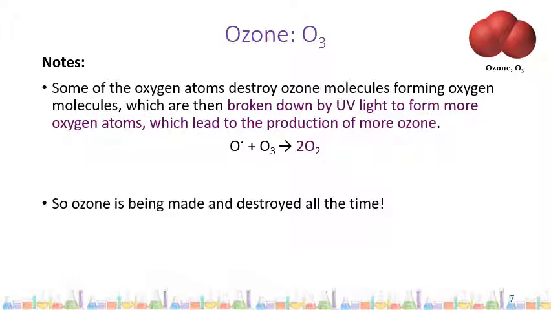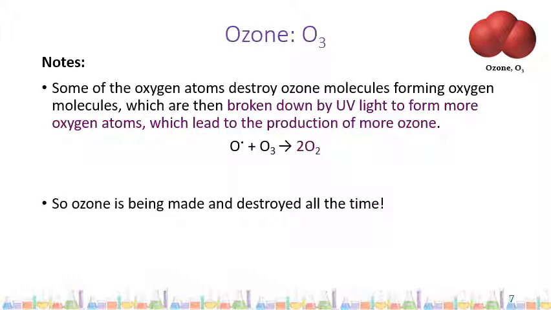What that purple 2O2 will be used for is highlighted there, the writing in purple. It will be broken down by UV light to form more oxygen atoms or free radicals, which will lead to the production of more ozone. So what we've seen from the last couple of slides is that ozone is constantly being made, but it's also constantly being destroyed. It's being made and destroyed and made and destroyed in a constant process.